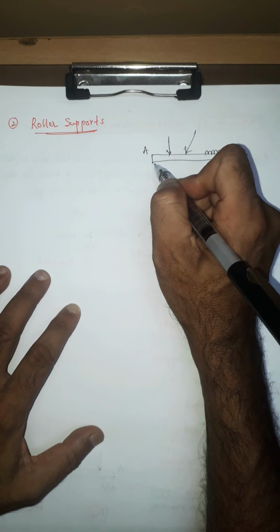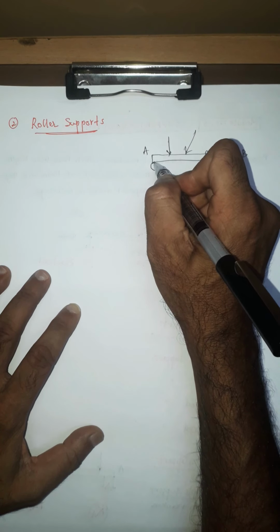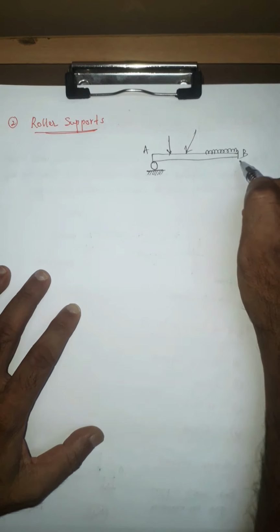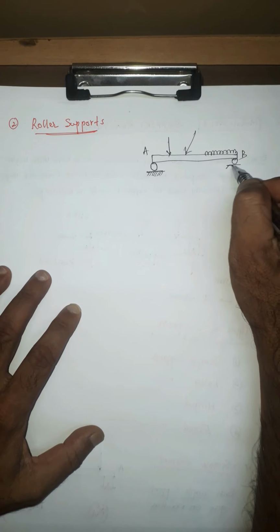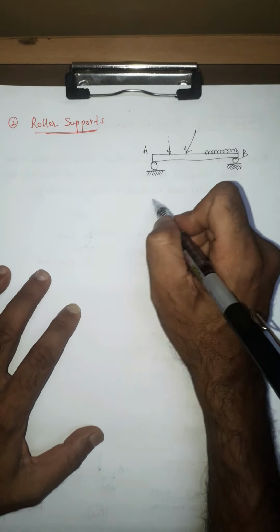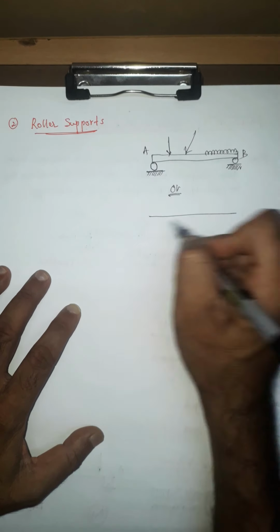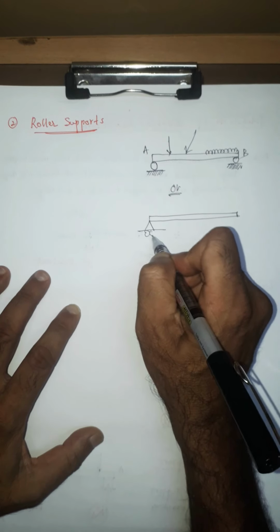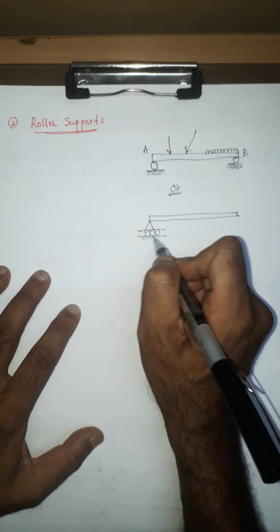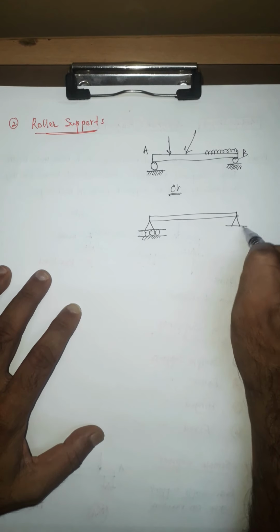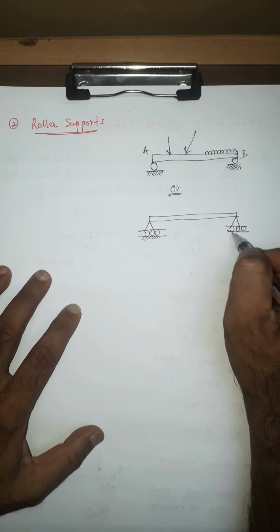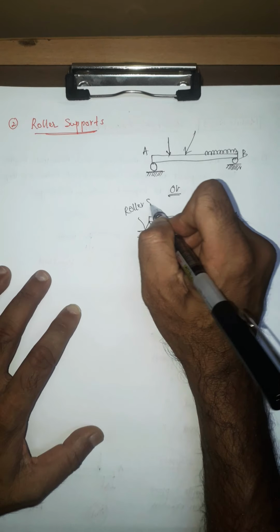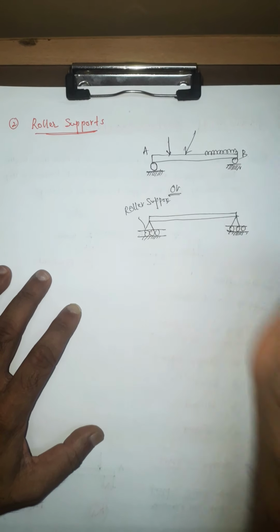Now a roller support will be indicated like this. One roller will be there, and then the support will be like this. So this is the indication of a roller support. Or it is also shown like this, with rollers here. So this is also the indication of a roller support.